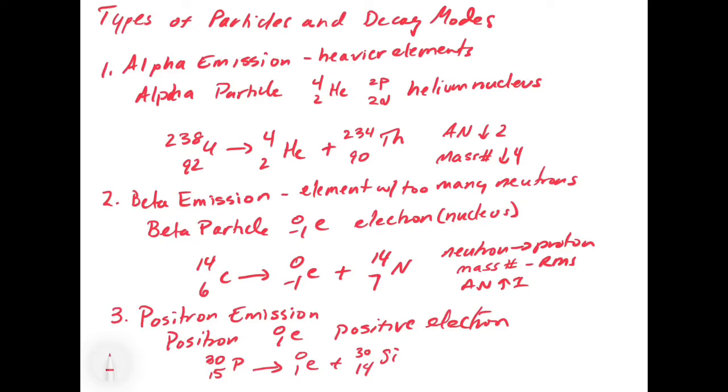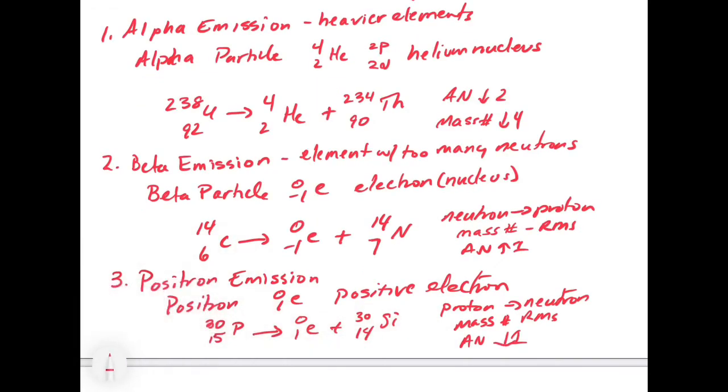So the net effect of a positron emission is that we're converting a proton to a neutron. And again, the mass number is going to stay the same because we're keeping the same number of nucleons, and the atomic number goes down by 1. So these are 3 of the 5. Now let's take a look at the next one.